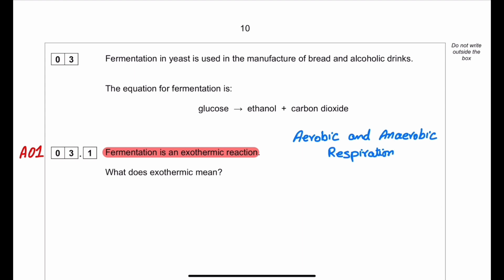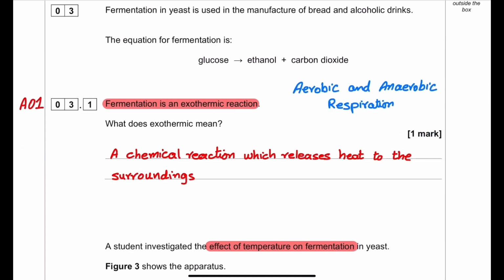Fermentation is an exothermic reaction. What does exothermic mean? An exothermic reaction means that heat is produced and released into the surroundings. The student must know the definition of exothermic and endothermic reactions. A chemical reaction which releases heat to the surroundings is called an exothermic reaction.